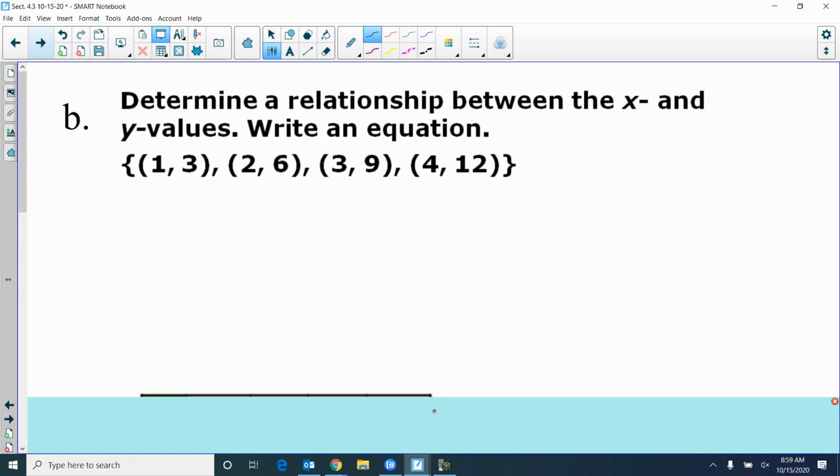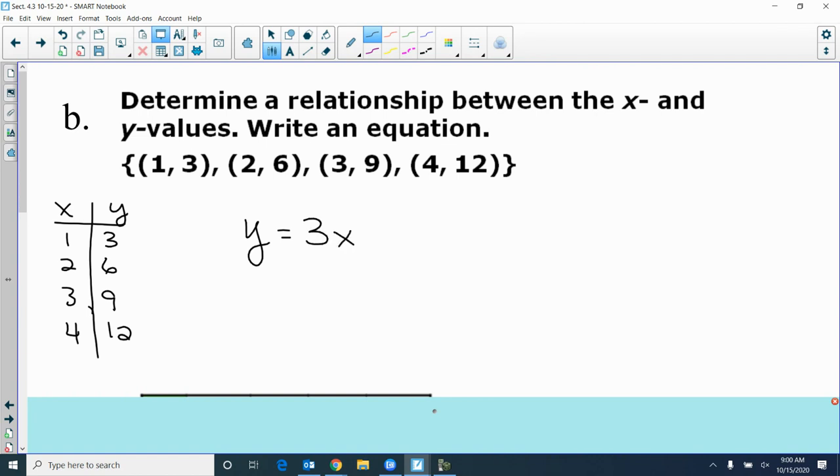Again, this time you have ordered pairs. If it helps you, you can make a table. You may or may not need to. Okay, 1 goes to 3, 2 goes to 6, 3 goes to 9, 4 goes to 12. What equation would give us that, Christian? y equals, I don't know, 3x. It's multiplying by 3.